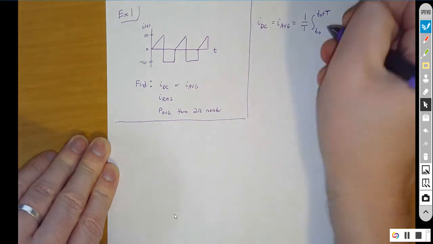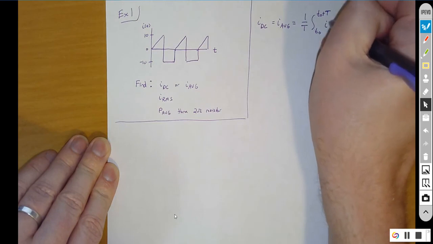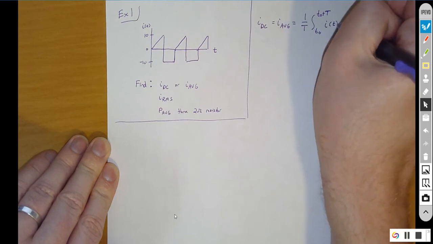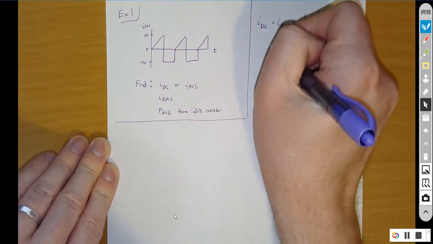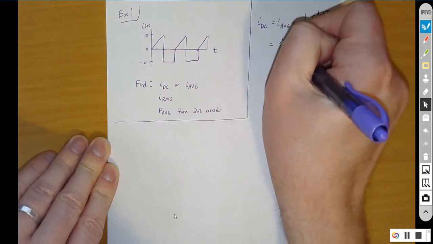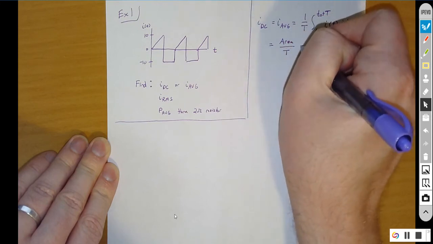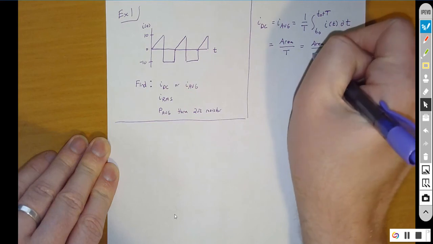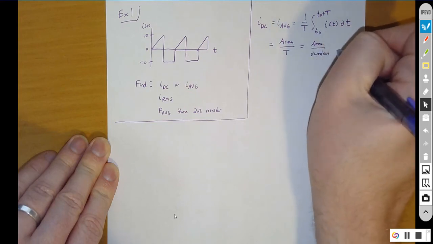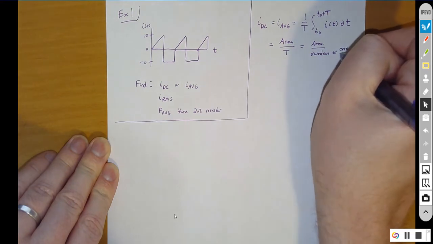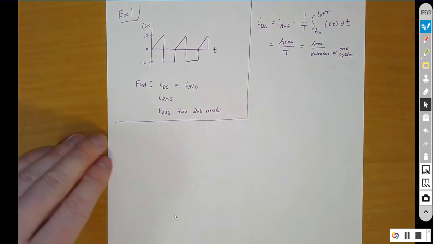And so for a current, we're going to do I of t dt. So we're just going to accumulate the area under the curve. So another way to write this is just area divided by T, or area over duration. But this duration has to be one cycle. So let's do that down here.